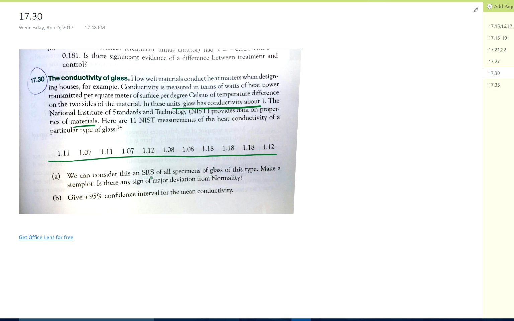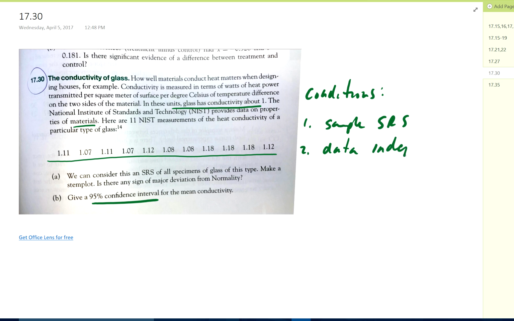We want to do a confidence interval on this. So my conditions, if you watched the videos before, we've been talking about this. 1, the sample has to be a simple random sample. 2, the data has to be independent of each other. In other words, one measurement can't affect the other. Which we're good with. And 3, the sample is large, which this is not, so that doesn't make it.